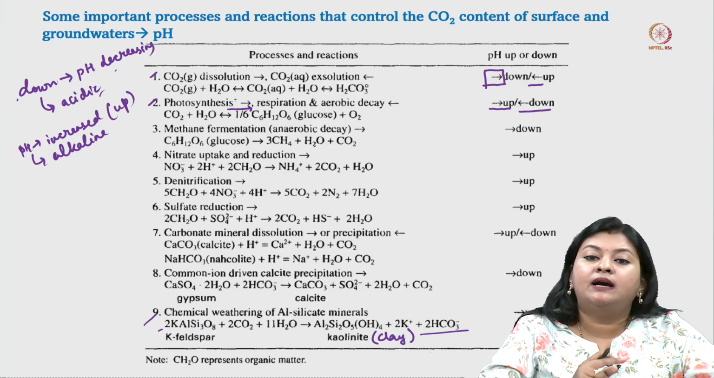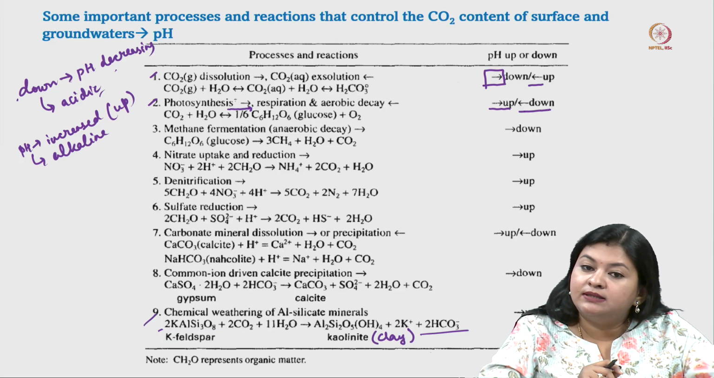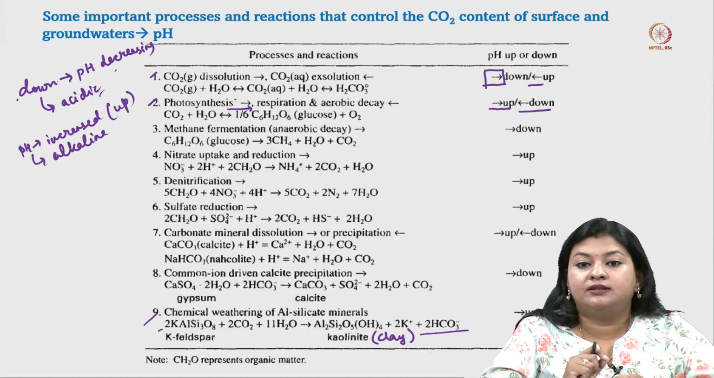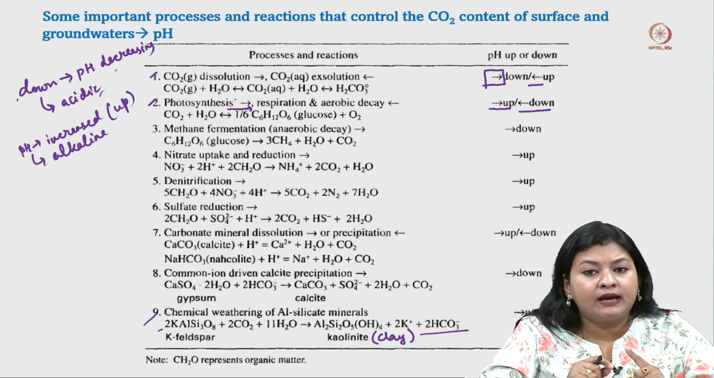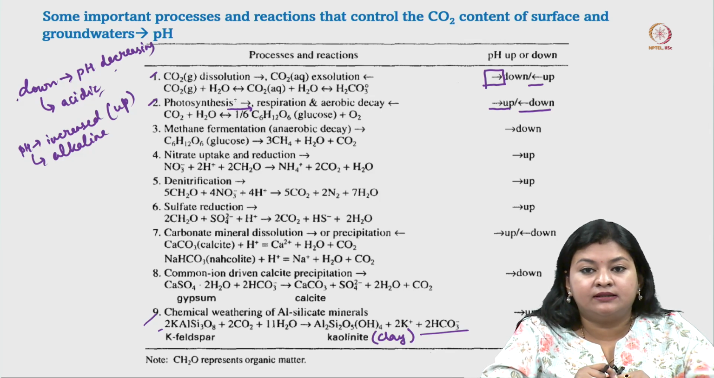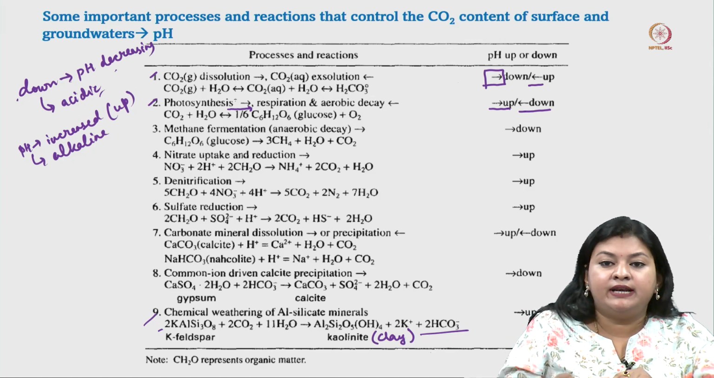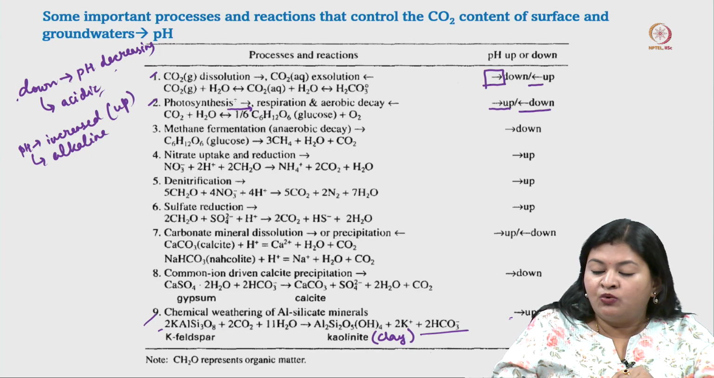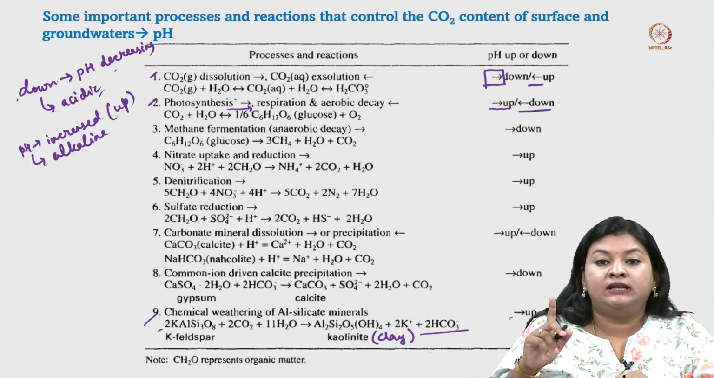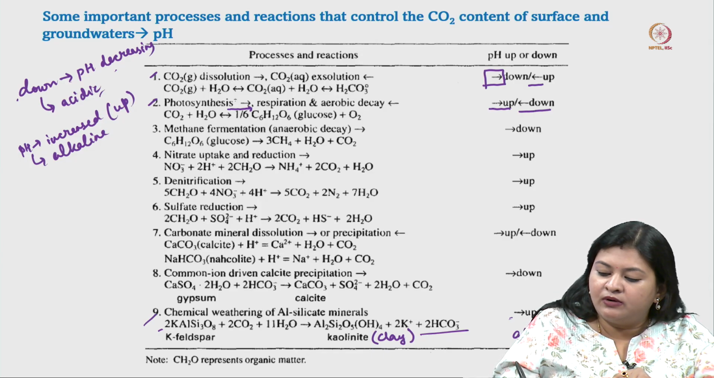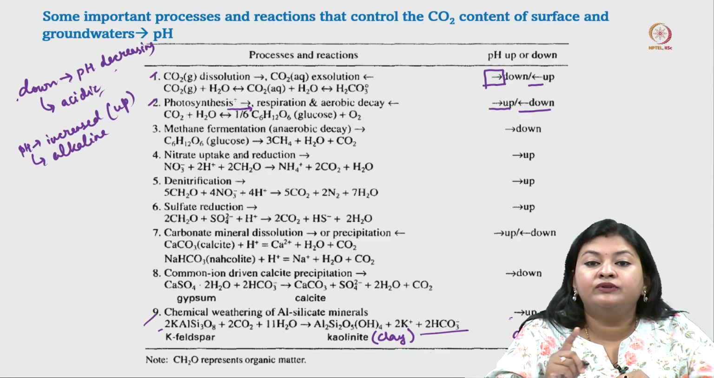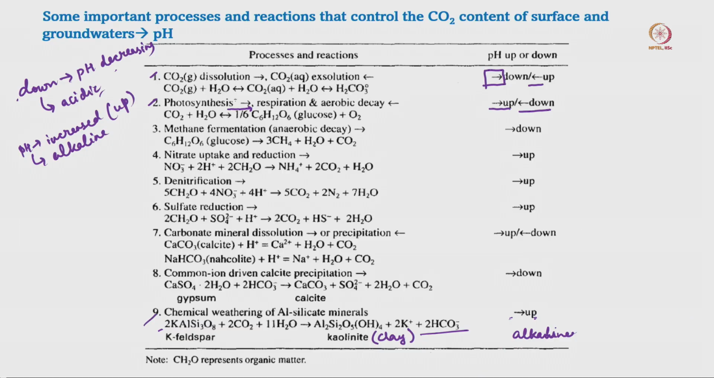Now, when bicarbonate ions are getting formed, what does that mean? The system is moving towards more alkaline conditions. Increasing bicarbonate ion means alkalinity increase. So, this forward reaction will make the pH go up. That means the pH value is increasing, moving towards more alkaline conditions.